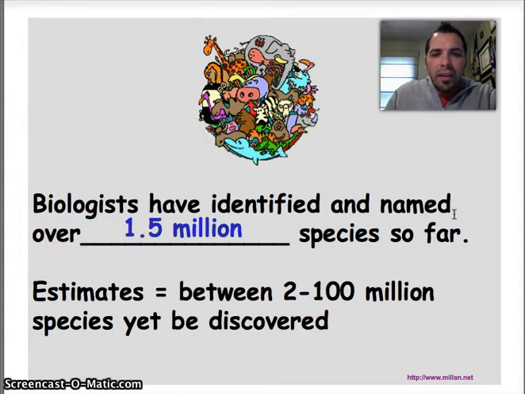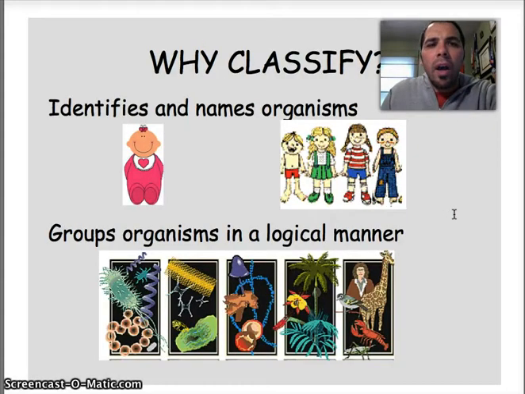So biologists have identified and named over 1.5 million species so far. However, we estimate that there are between 2 and 100 million species yet to be discovered. So why do we classify? We classify because it identifies and names organisms, and we try to group organisms in a logical manner.